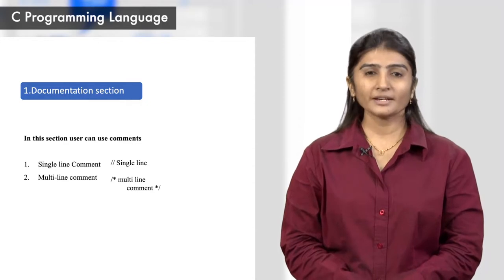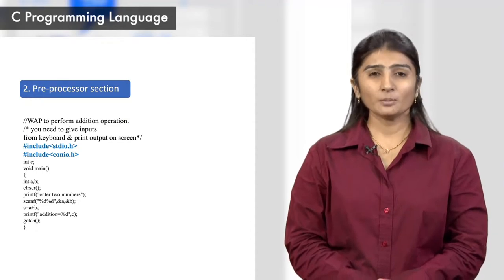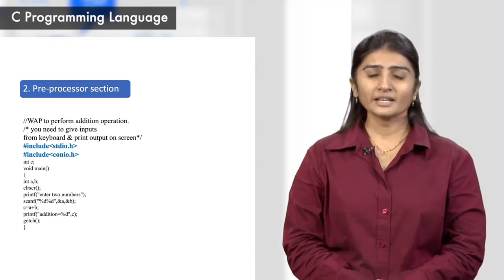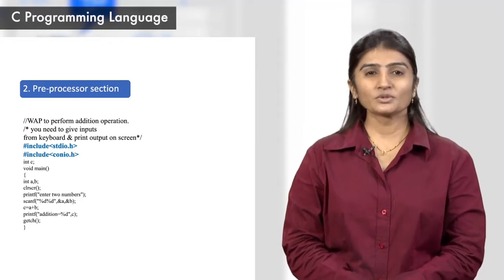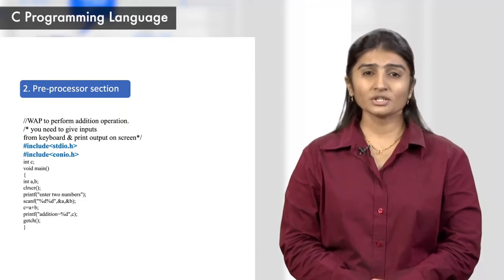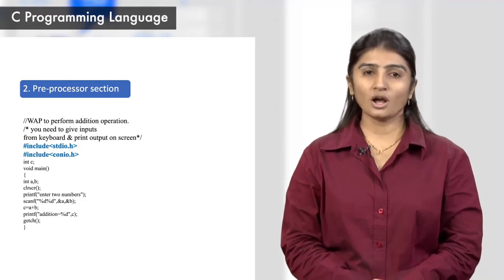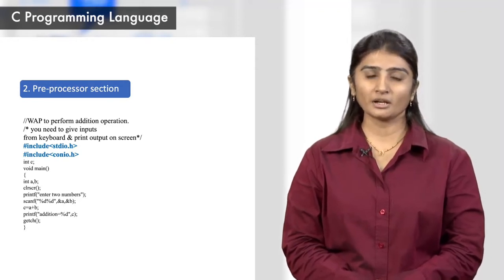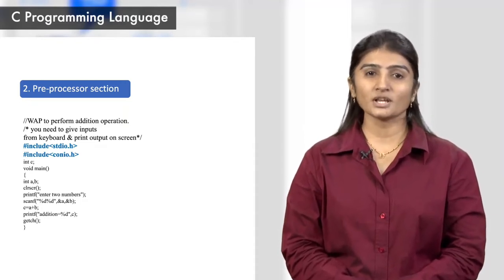Now the second section is the preprocessor section. We can also call it the link section. Before that, let me explain: in a C program we will use built-in functions. How can we use those built-in functions? Built-in functions are already stored in specific header files. Those header files are also available with the setup. Right now we are using the Turbo C compiler, so that compiler has specific header files. Inside those header files different functions are stored.